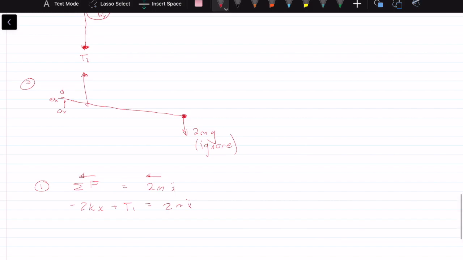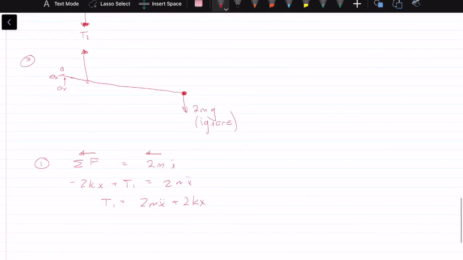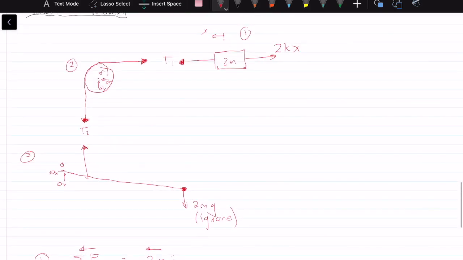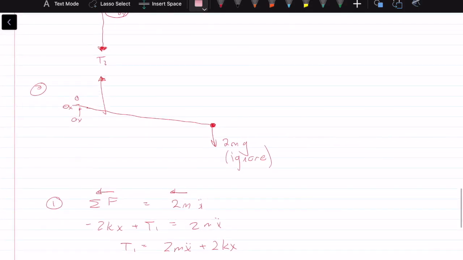So now we need to get this in terms of t1. t1 is equal to 2mx double dot plus 2kx. Okay, cool stuff. That's all we can do there. For this disk, so for 2, I'm going to do it underneath it.